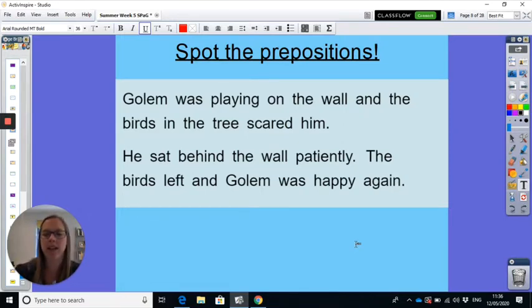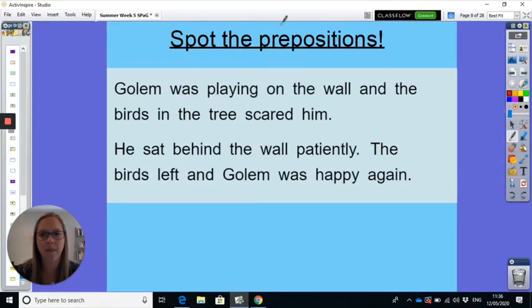Gollum was playing on the wall and the birds in the tree scared him. So prepositions are words that tell you where something is. Gollum was playing on the wall. So your first preposition there is on. Okay. And the birds in the tree scared him. The birds were in the tree. So Gollum was on the wall and the birds were in the tree. He sat behind the wall patiently. Where's the preposition?